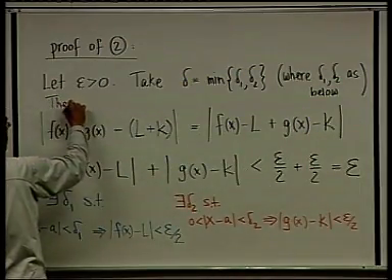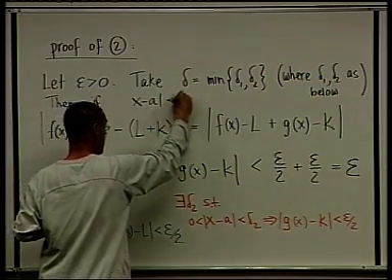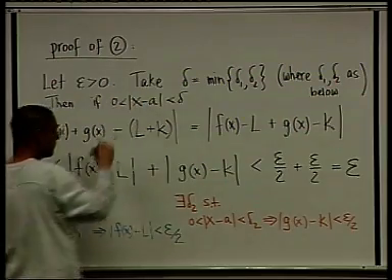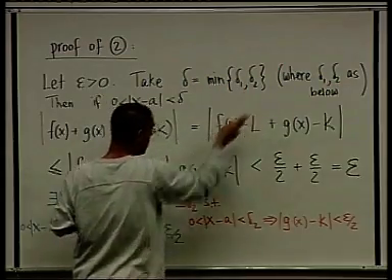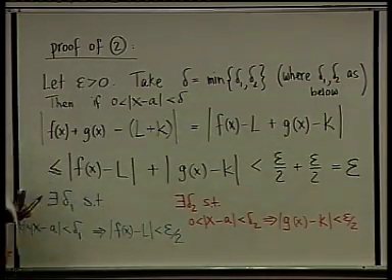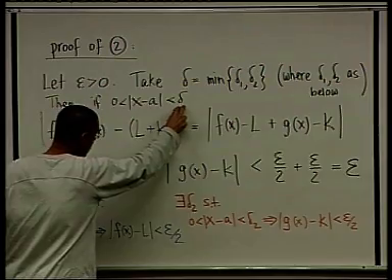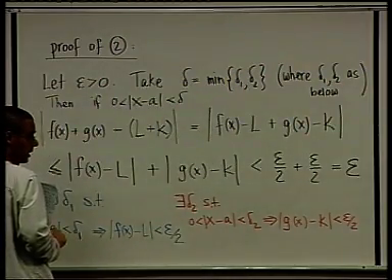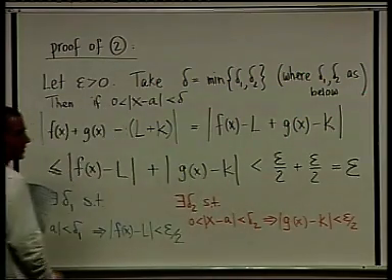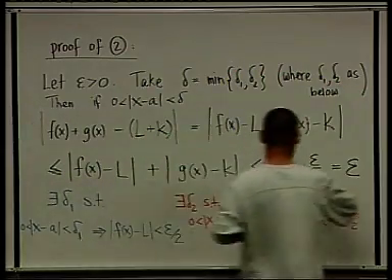Then, if x minus a is less than delta, and delta is the minimum of these two, then it's less than delta 1. If it's less than delta 1, this is less than epsilon over 2. If it's less than delta, delta is the minimum, then it's also less than delta 2. Then g of x minus k is less than epsilon over 2. Put these together, and I get precisely this.